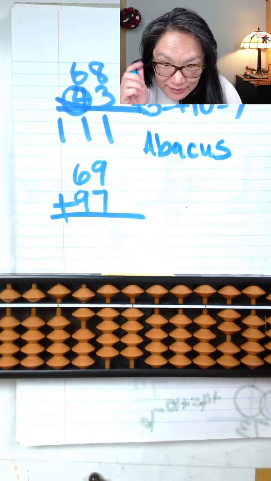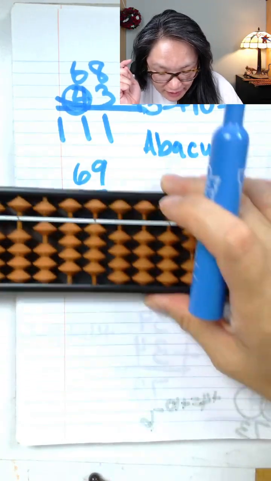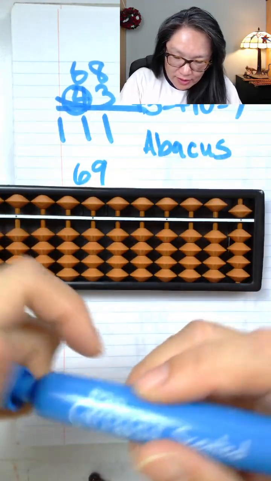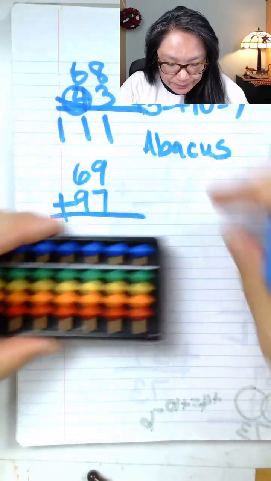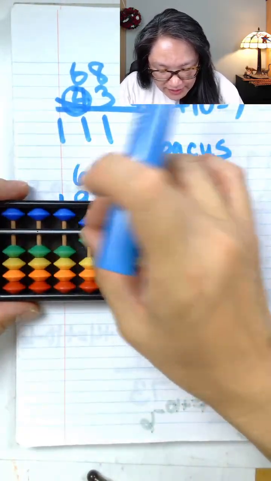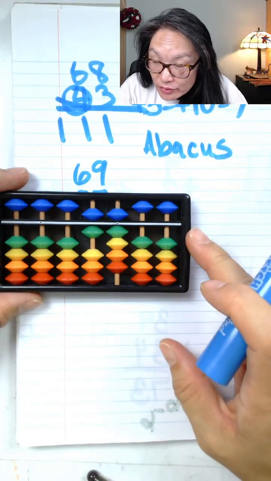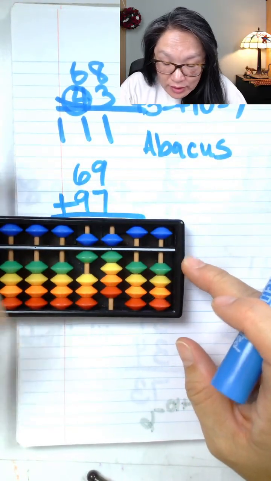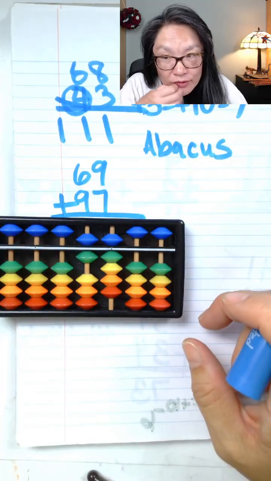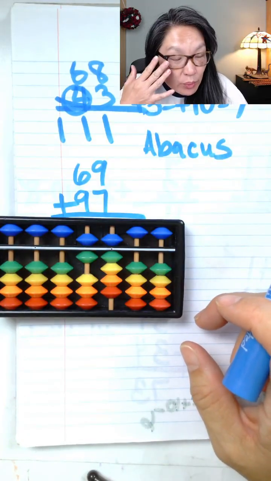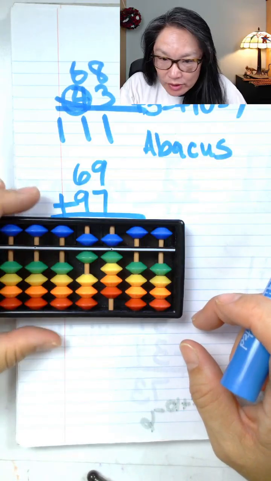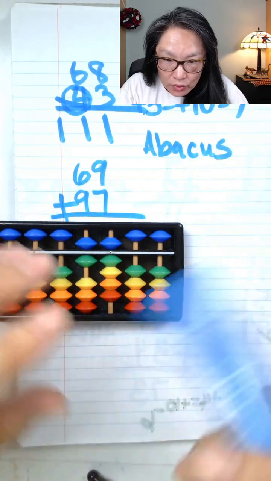Abacus. So we can do it again. I'm going to go back to the colorful one because I like the colorful one. So we have 60, we have 9. When we do it, which one are we going to do, the 9 or the 7 first? What do you want to do first? We break it down for each number. I know we'll do the 9 first.